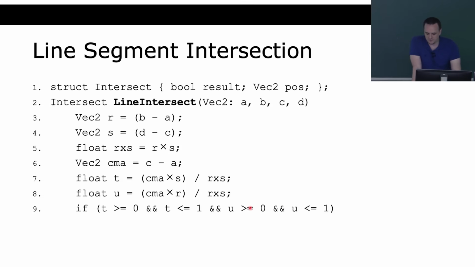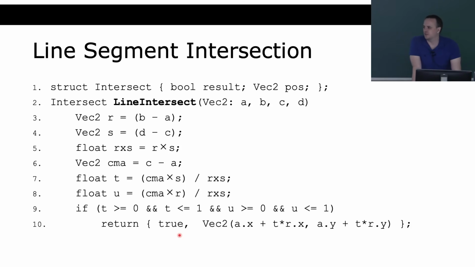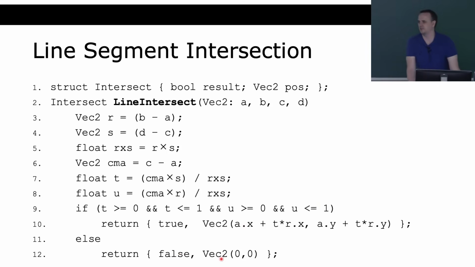And then if the values of t and u are both between 0 and 1 inclusive, then I will return that there is an intersection, and it is this intersection. So this is just the x and y value of that formula of a plus t times r. And if the values are not between 0 and 1, then I would return false, and then the second one doesn't even really matter, right? Because we're not going to be using the intersection point of an intersection that doesn't exist.